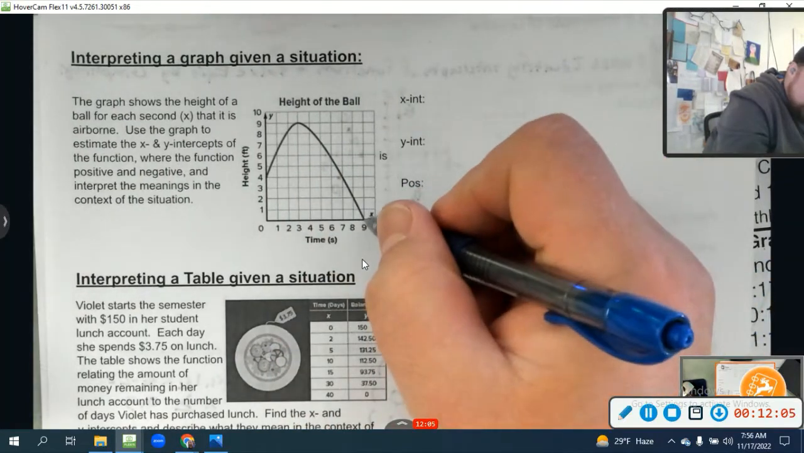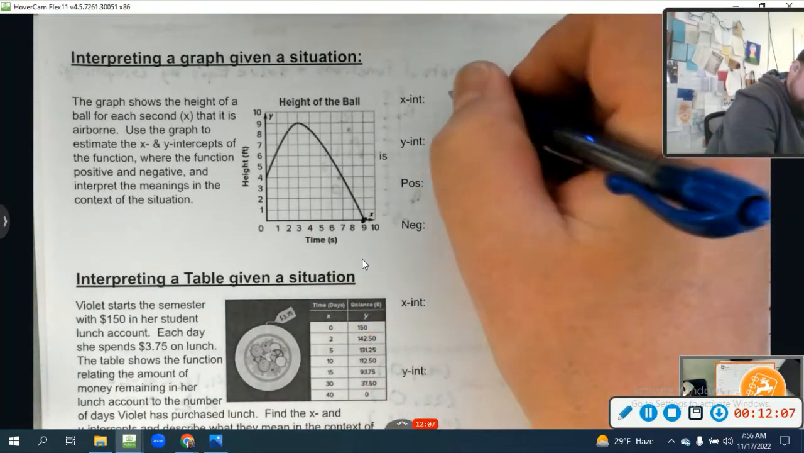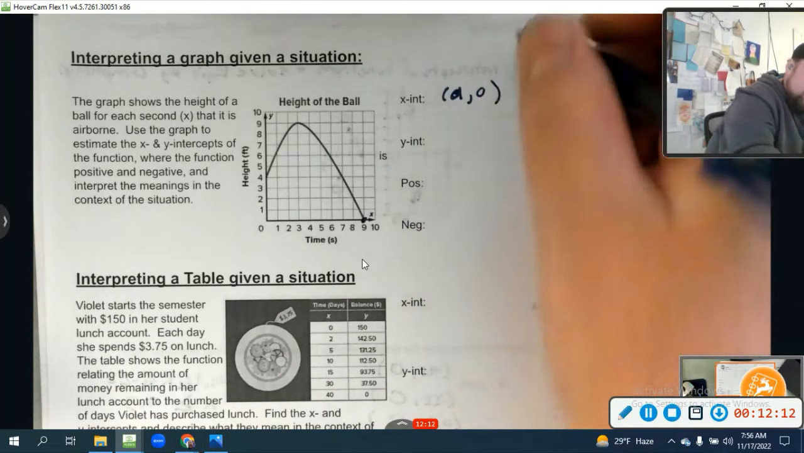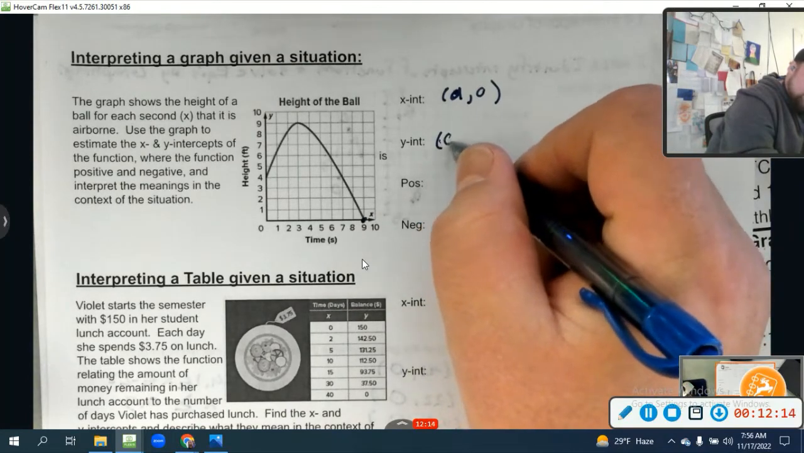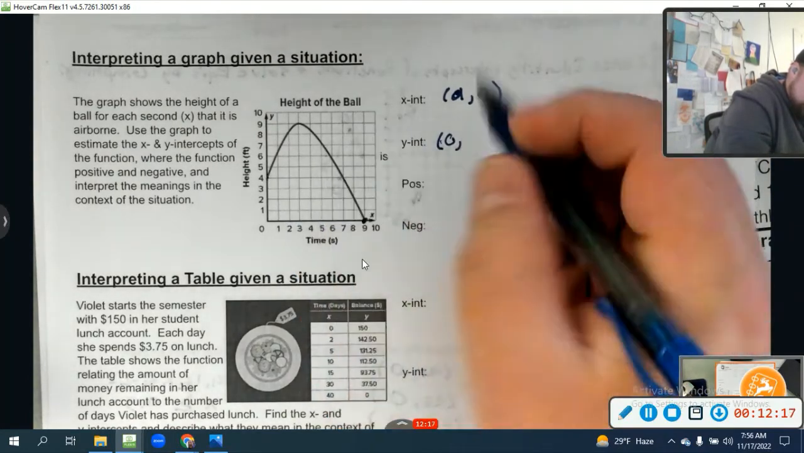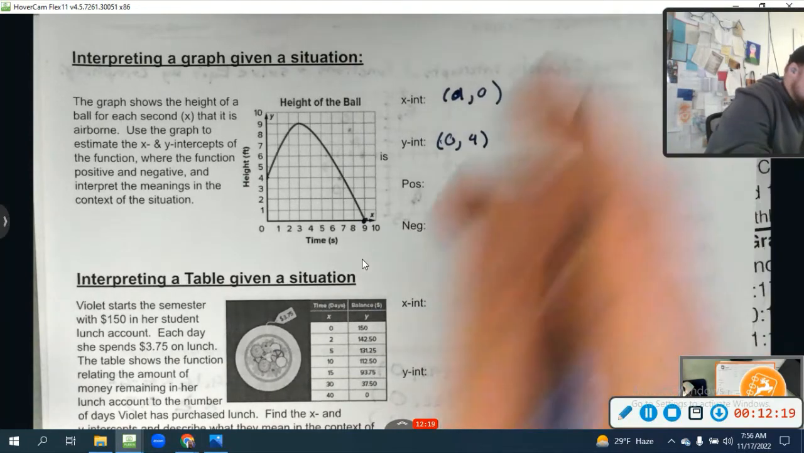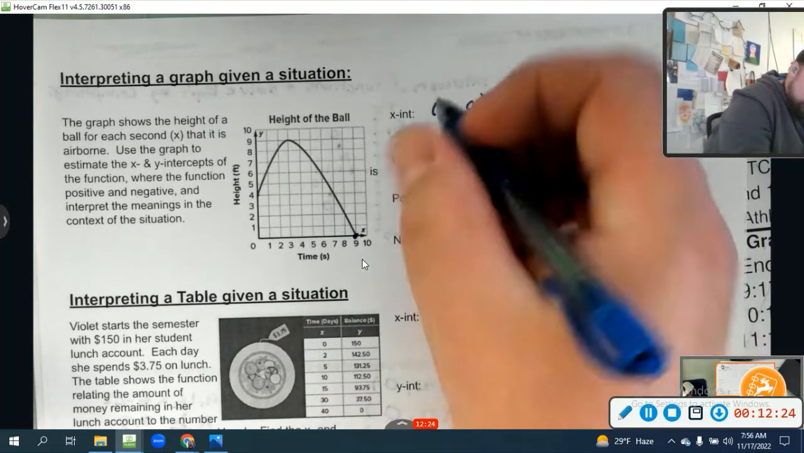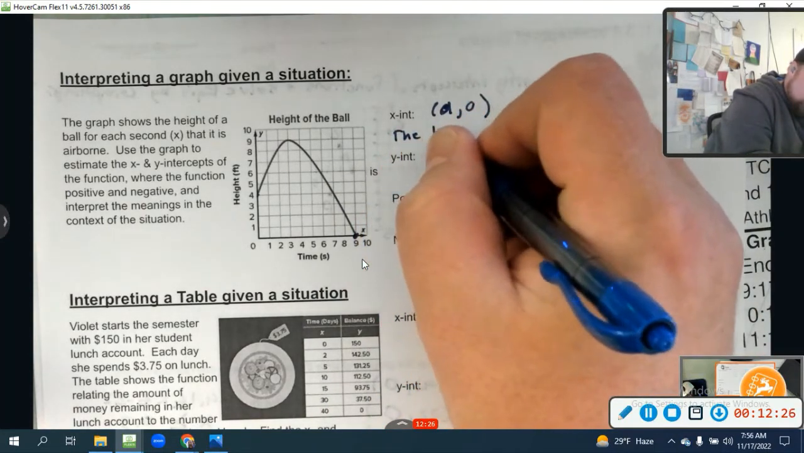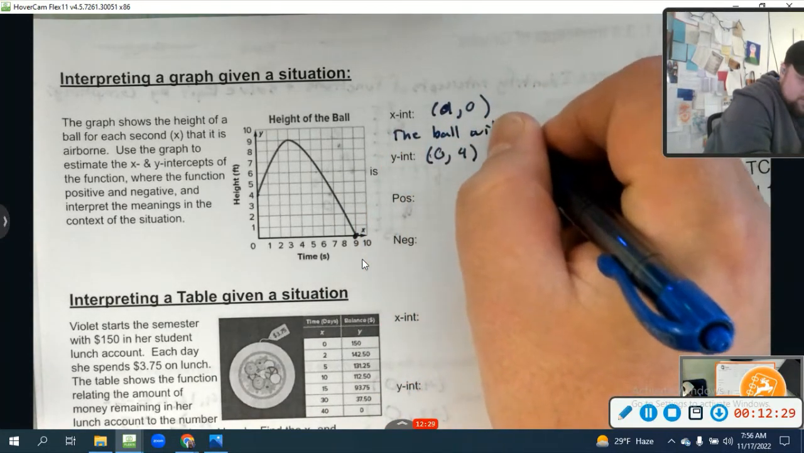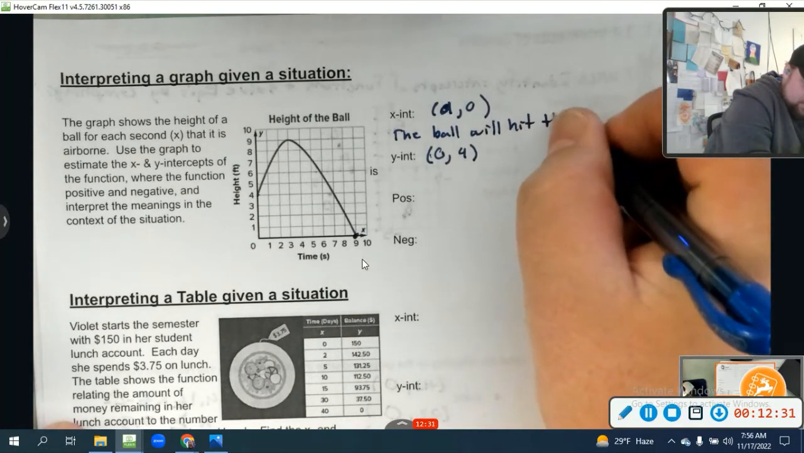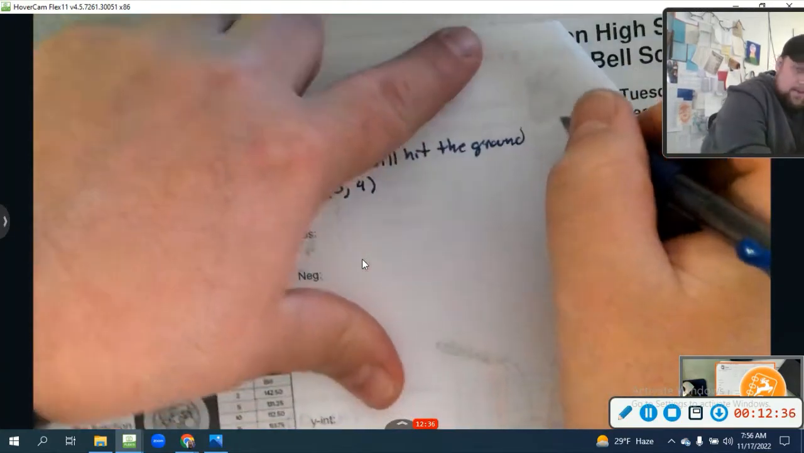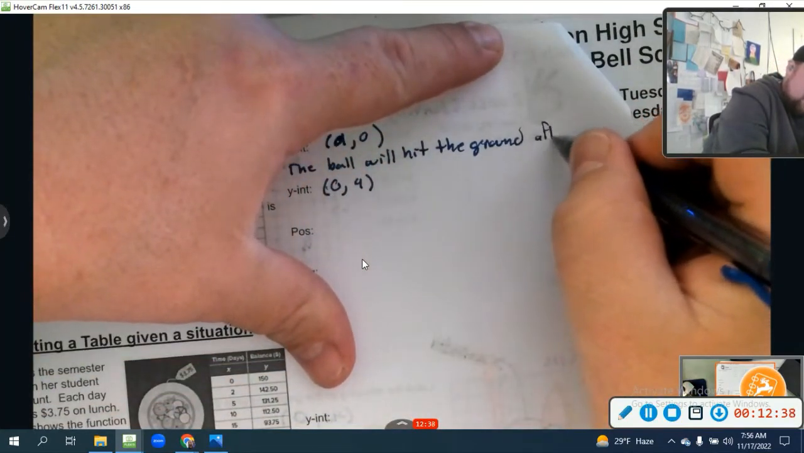Well, where is the x-intercept? We see the x-intercept right here at 9, 0. And we should already know the y-intercept is going to have a 0 right here, and we see the y-intercept right here at 0, 4. Now, let's go ahead and interpret this. If this is a ball being thrown, what is this telling me? The ball will hit the ground after 9 seconds.